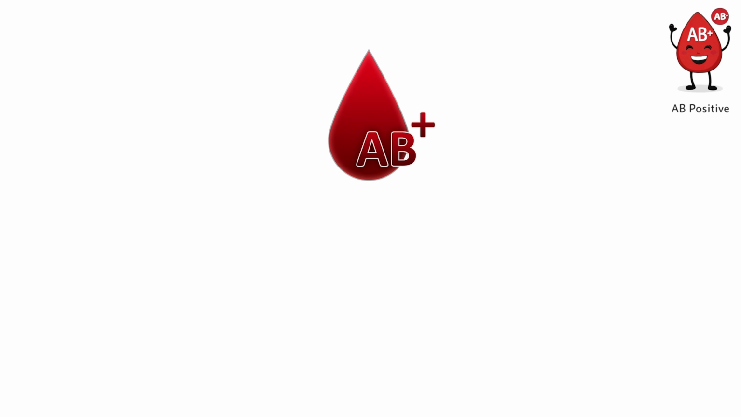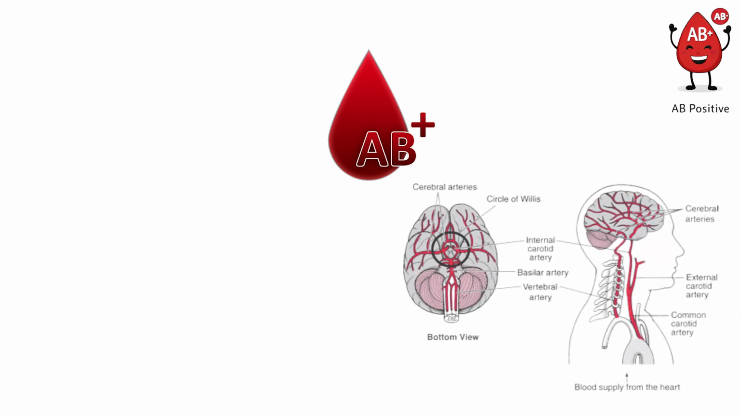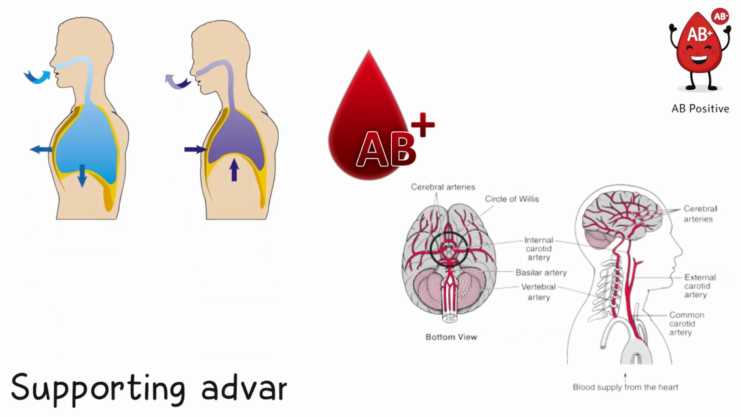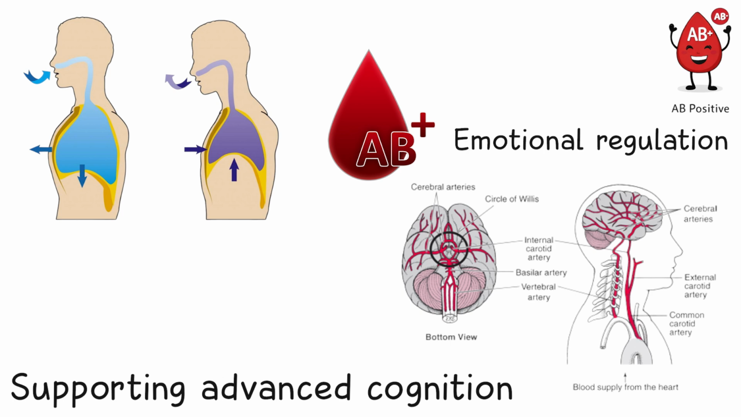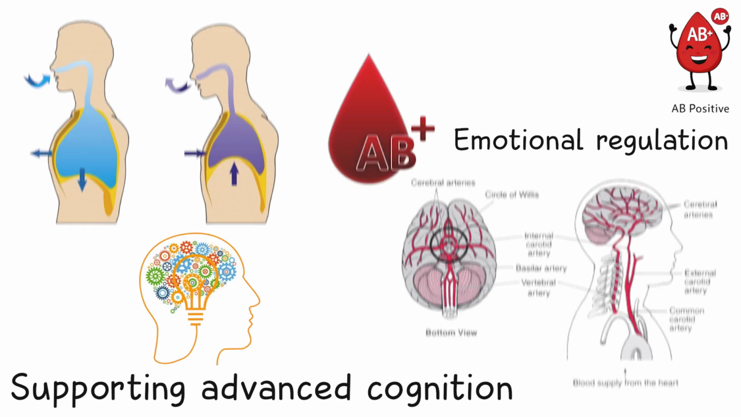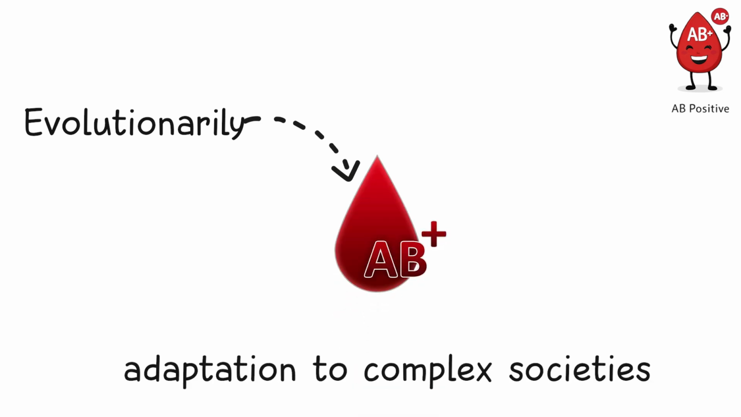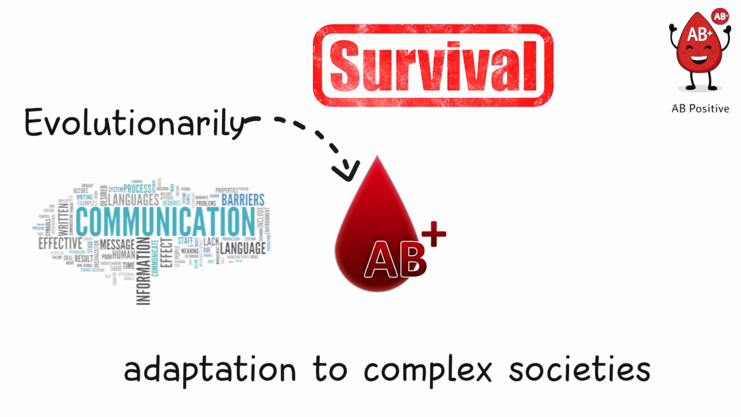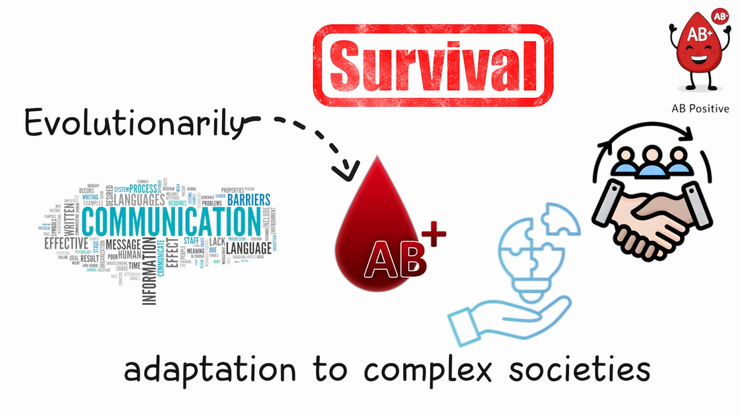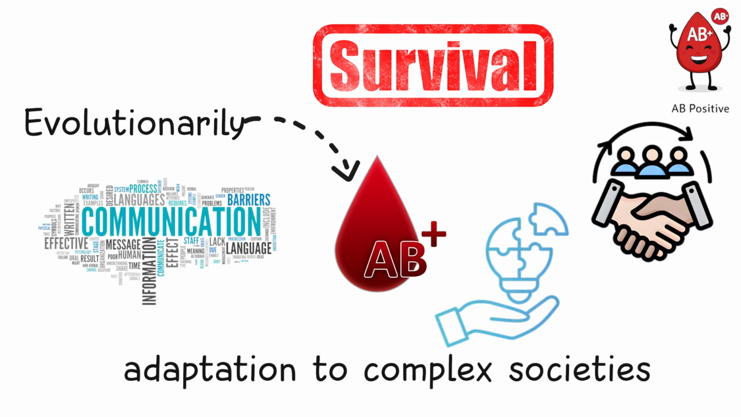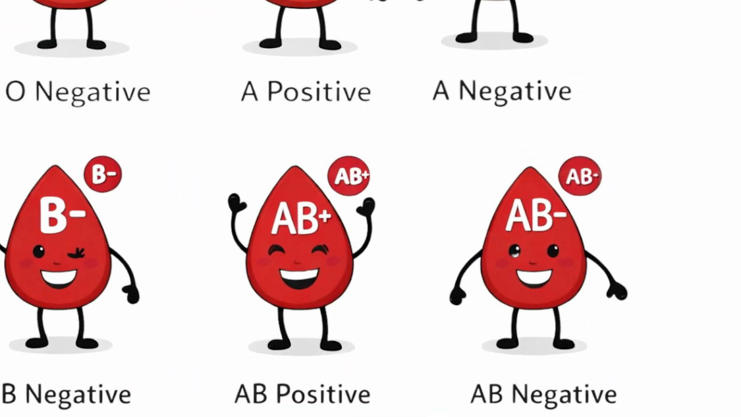AB positive blood is associated with efficient cerebral blood flow and oxygen delivery, supporting advanced cognition, emotional regulation, and integrative thinking. Evolutionarily, this blood type reflects adaptation to complex societies where survival depended on communication, cooperation, and problem solving, rather than physical endurance alone. AB negative.